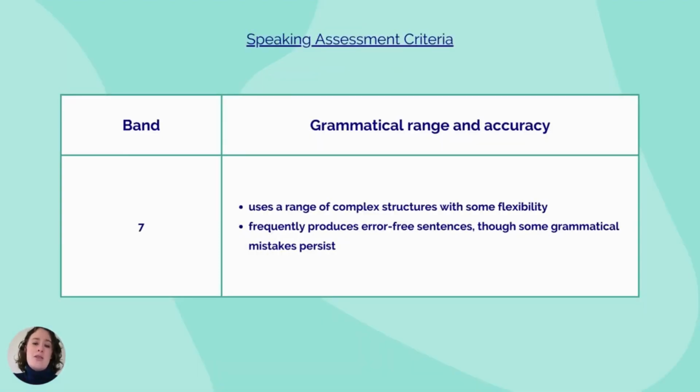Here you can see the marking criteria for a Band 7 answer. As you can see, the candidate may make some grammatical mistakes at times, but the candidate should be able to frequently produce error-free sentences and use a range of complex structures with some flexibility. Remember to check your answers against the marking criteria when you are practicing at home, and have a think about what you can do to improve your answer next time.